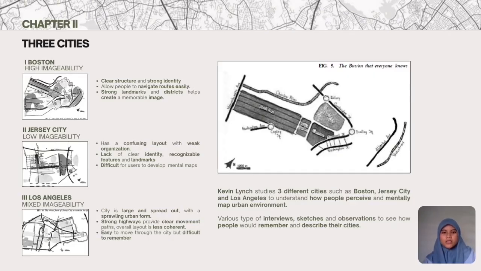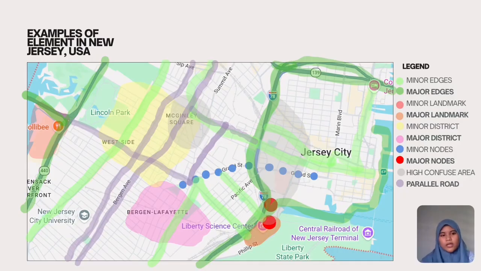Other than that, Los Angeles shows mixed imageability. Although movement is easy due to wide roads, the city is very large and spread out, which makes it harder to remember. These comparisons show how urban structure affects how people perceive and experience a city. Jersey City, on the other hand, has low imageability. It has a confusing layout with weak organization and fewer recognizable features, making it difficult for users to understand the city. If you look here, these are examples of elements in New Jersey, United States of America.